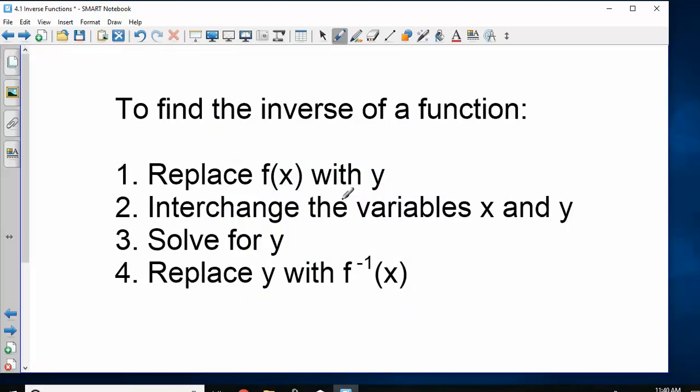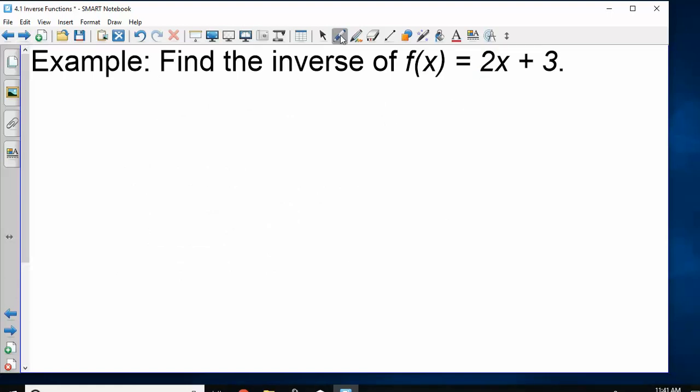All right, so the last topic that we need to cover here is actually finding an inverse. And this is what, in Algebra 2, we did the most of. If it's written as f of x equals, we first change that to a y. Then we flipped x and y, solved for y, and at the very end, we went back to the function notation and replaced that y with an f inverse of x. So let's practice one. We'll start off with a nice one.